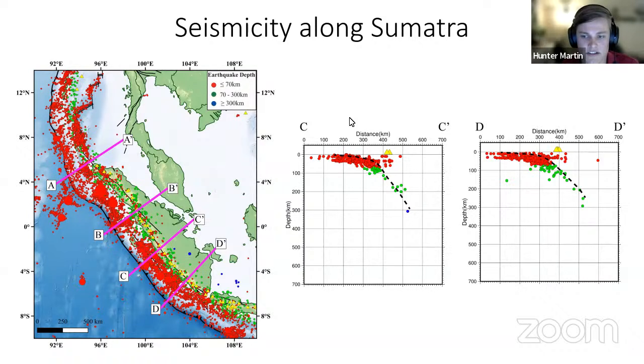So profile D prime shows a Benioff zone that extends down to approximately 300 kilometers. Very similar to C prime, but one thing of note here is that the dip angle of the subducting slab is beginning to increase, moving once again eastward towards Java. So we have a kind of steepening of the subducting slab.